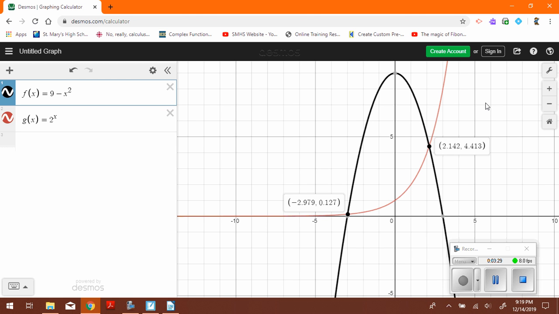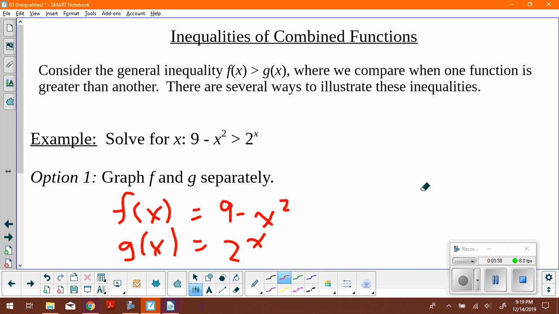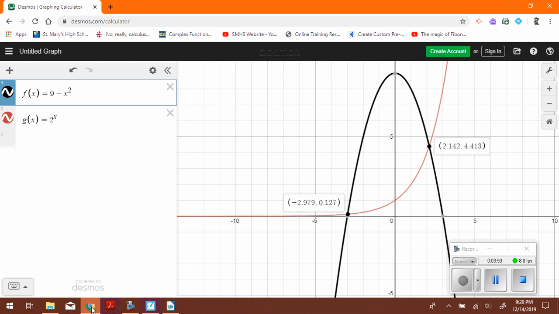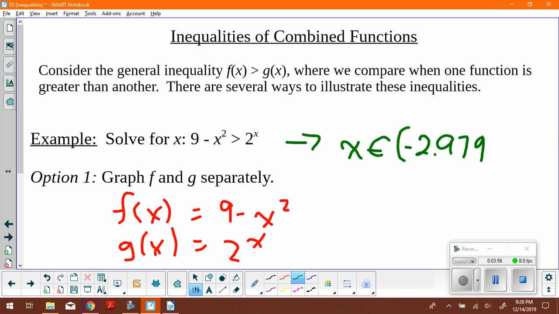So my solution is really just writing down the interval, from negative 2.979 to 2.142. So my solution is x is in the interval from negative 2.979 to 2.142. That's approximate, but that's the interval where f of x is above g of x. And that's really all there is to it. We're using technology to do this.